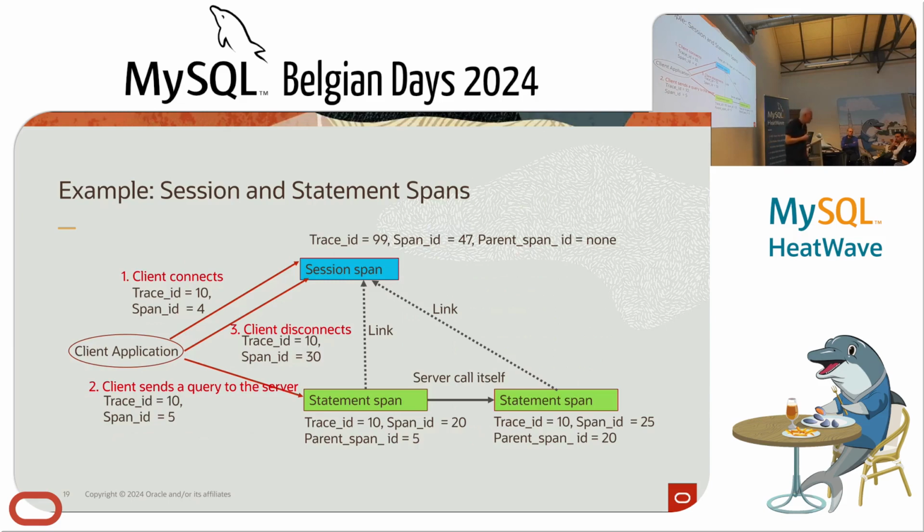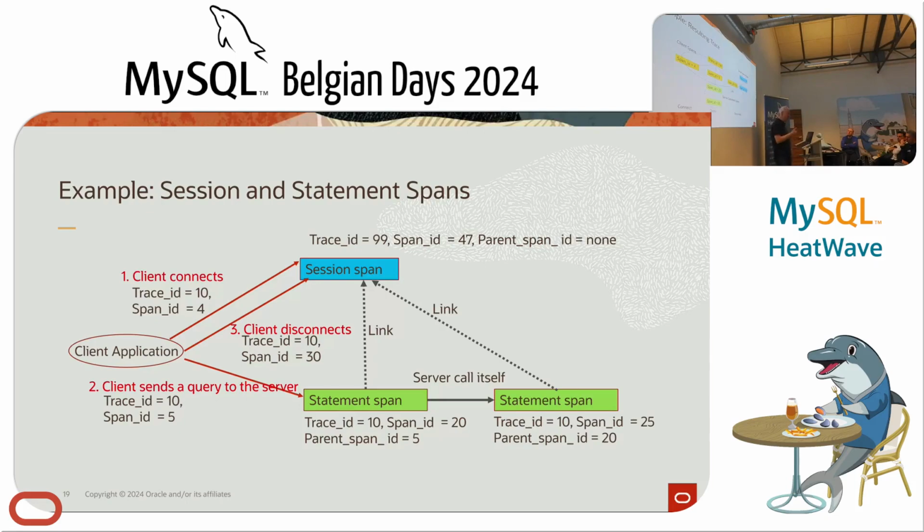Don't send them as separate messages? No, we could. As I said, we potentially could have done two, one when you connected and one when you disconnected. But we maintain a link from the statement span to the session span, so you can identify the session. If you have statements that call themselves, you will get subspans according to the standard. That's about it.